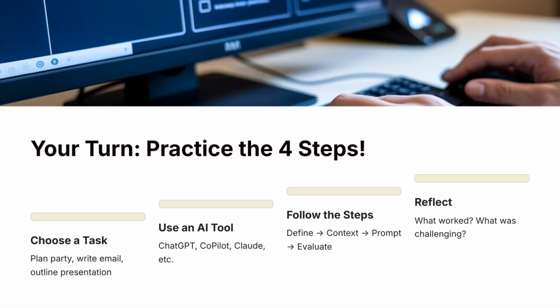Now it's your turn to put this into action. Choose a simple, everyday task from the examples. Planning a party theme, writing a thank you email, outlining a presentation, brainstorming gifts, or creating a meal plan. Open your preferred AI tool, ChatGPT, Copilot, etc., and consciously apply the four-step process. Define your goal, provide context, write your initial prompt, and then evaluate and refine iteratively. Reflect on what you learned through the process.